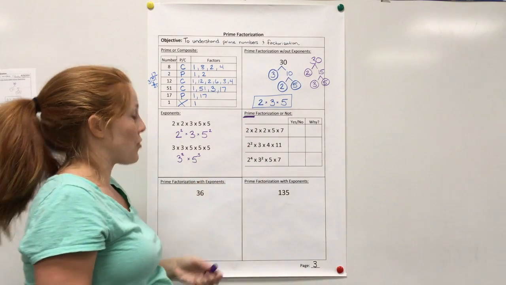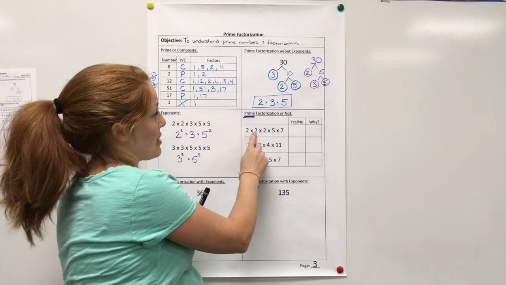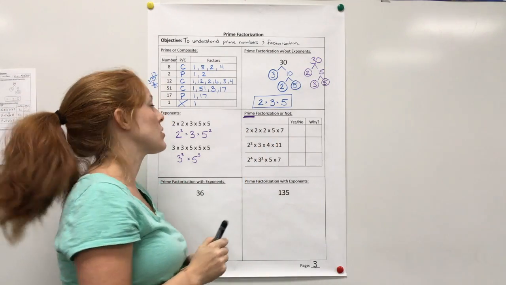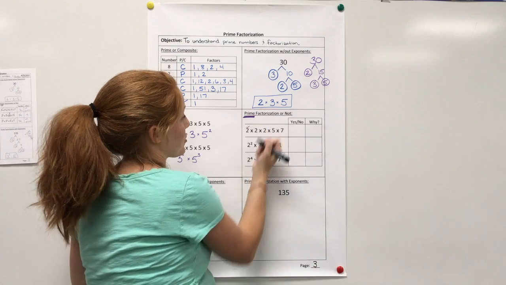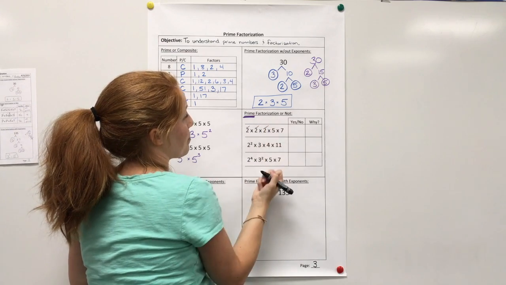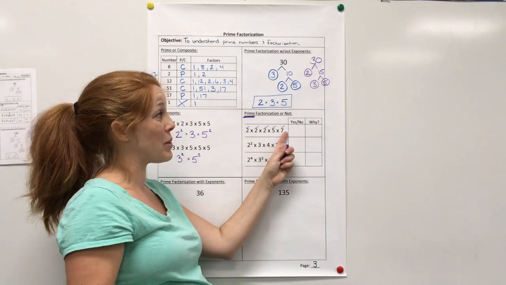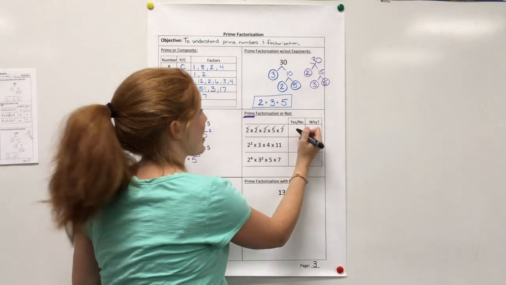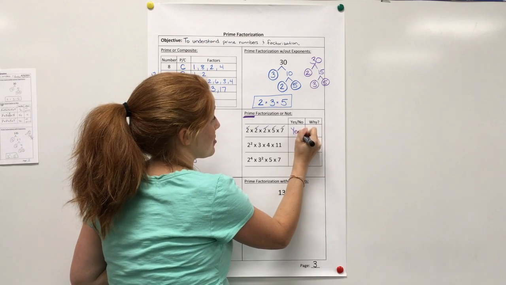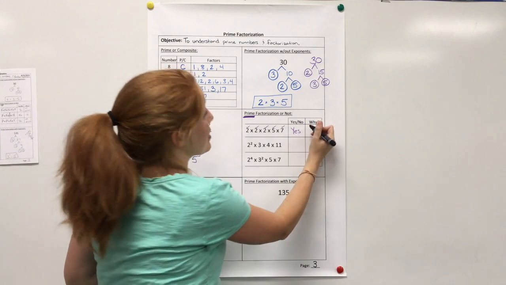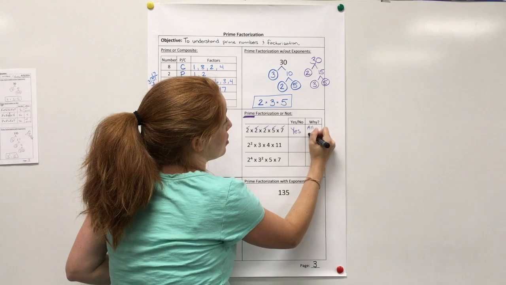So I'm going to first just look at each base in my expression. Well, 2 is prime, so that's good. 2 is prime, 2 is prime, 5 is prime, 7 is prime. Since every single base is prime, I'm going to say yes. This is a prime factorization, and why? Because they're all prime.